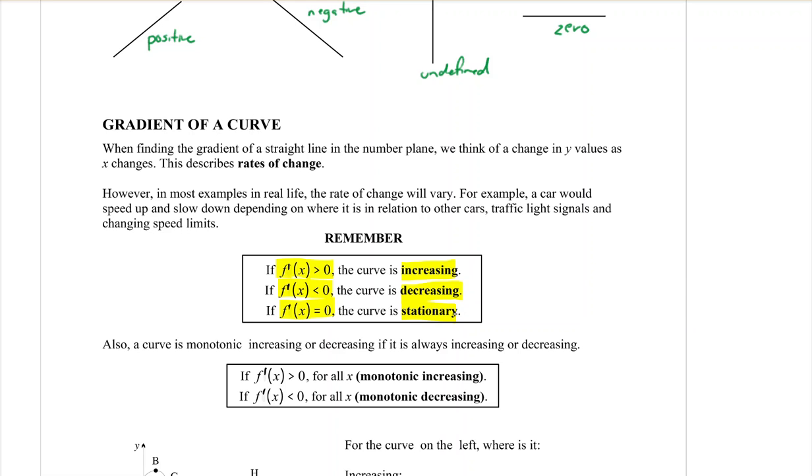Also, we have a word here that you'll want to know, the word monotonic. A curve is monotonic increasing or decreasing if it is always increasing or always decreasing. So that means that for monotonic increasing, the gradient is always greater than 0. Everywhere where the curve exists, it is always a positive gradient. If the gradient is negative absolutely everywhere, that is monotonic decreasing.